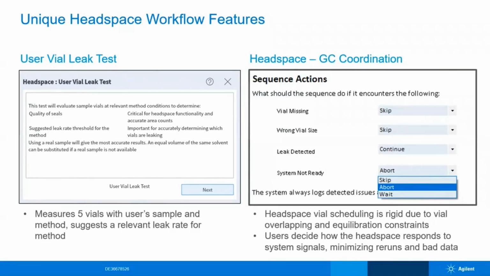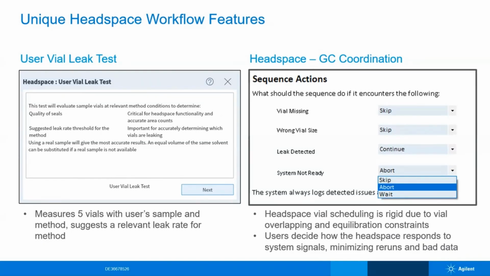You also see here some particular tests that are really useful, such as the vial leak test. This is really good for identifying the best settings to minimize leaks for the system. Additionally, with the hardware and software connection between the Headspace and the GC itself, you have some additional options beyond just your traditional simple on-off options.